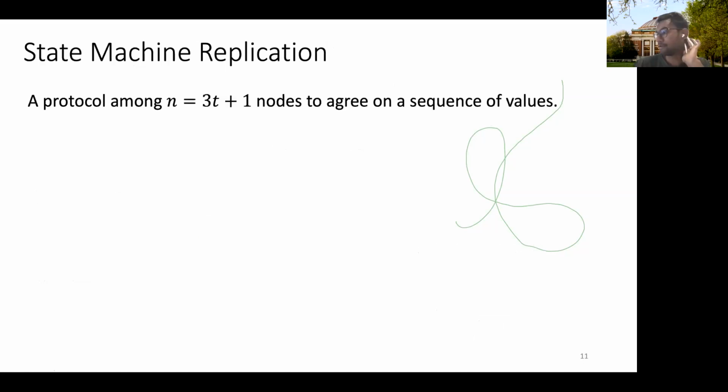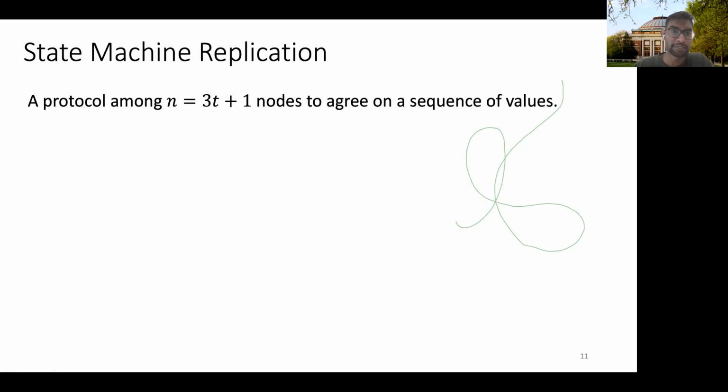So the next tool that we use is state machine replication, which is basically the classic name for blockchains. The PBFT paper solves this state machine replication problem, and HotStuff and many other papers solve it too. This problem is a protocol among n nodes, where n is 3t plus 1 in our setting, that agree on a sequence of values or a sequence of blocks.